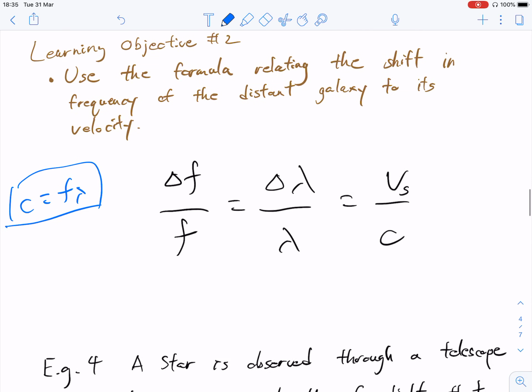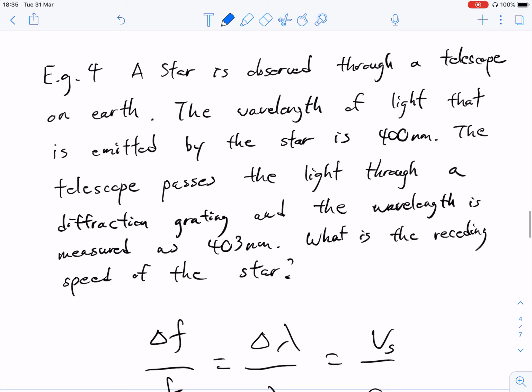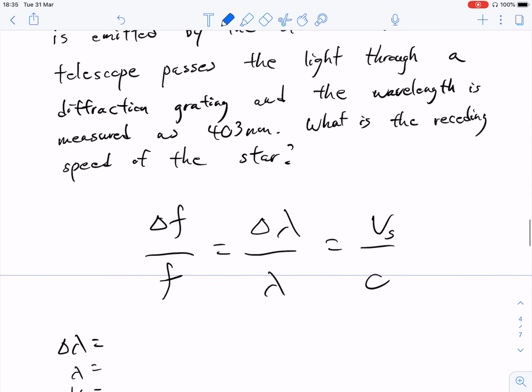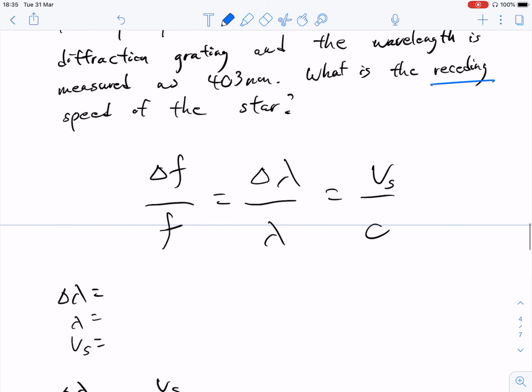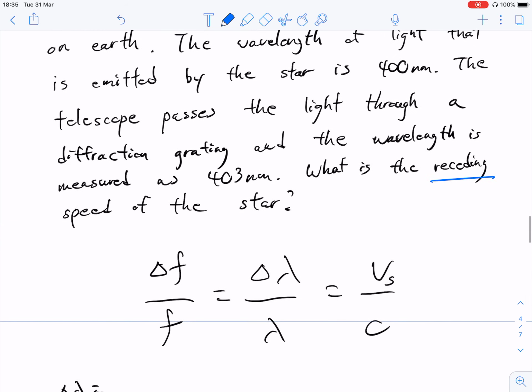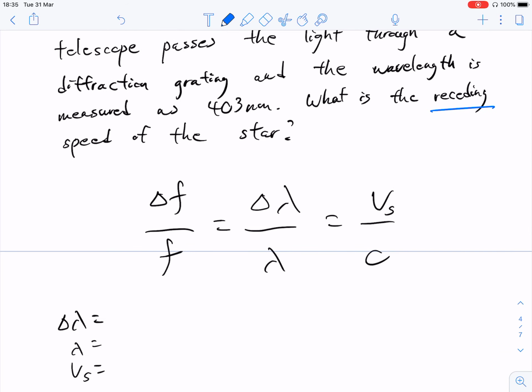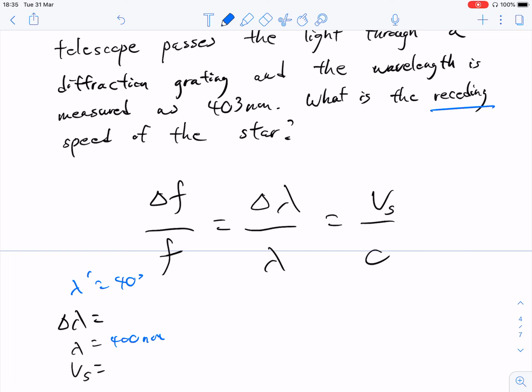So maybe let's go into a calculation to see what is going on with the second learning objective of using this formula. Stars observed through a telescope on Earth. The wavelength of light that is emitted by the star is 400 nanometers. The telescope passes the light through a diffraction grating, and the wavelength is measured as 403 nanometers. What is the receding speed of the star? We already know it's telling us that the star is moving away from us. It is receding. So first off, the original wavelength is 400 nanometers, and the new wavelength is 403 nanometers.